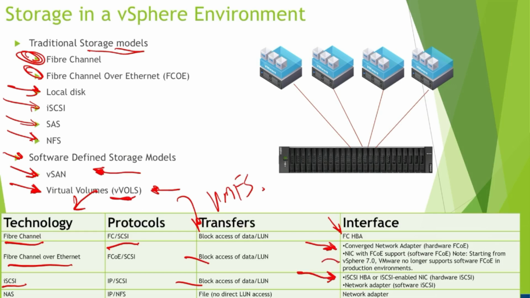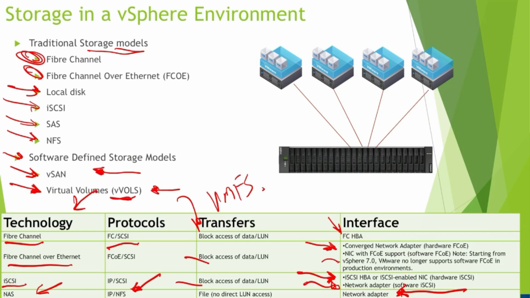iSCSI, I'll talk a little bit more about these, and if you watch my demo on setting up iSCSI, that might help you as well. With iSCSI, you can have a physical iSCSI host bus adapter, you can have a NIC that's also enabled for iSCSI, or you could use what's called software iSCSI. I actually demoed that in one of my videos. And NAS, network attached storage, is basically accessing storage using a file transfer protocol, the Network File System, and that's using a network adapter.